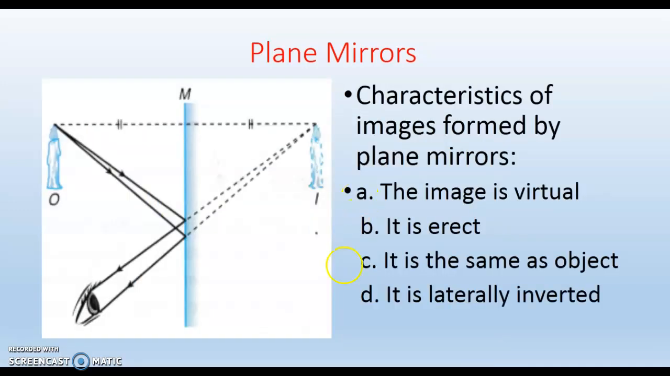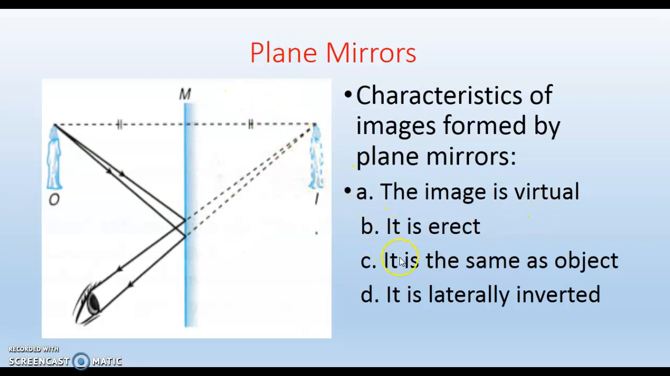Now, the characteristics of images formed by plane mirrors are: the image is virtual. Why did I say it's virtual? Because you may see this image, but we can't cast it on a screen. You may go to the back of the mirror, but you won't see any image there. So it means it's a false image, virtual. That's what I mean by virtual image.